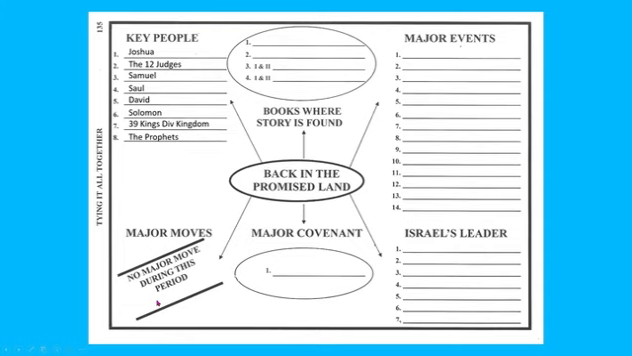All right, there were no major moves. Israel was at home. Their borders were expanding. Their cities and their civilization were developing, and all was good in the land of Israel for a period of time. The major covenant during this period of time was the Davidic covenant.